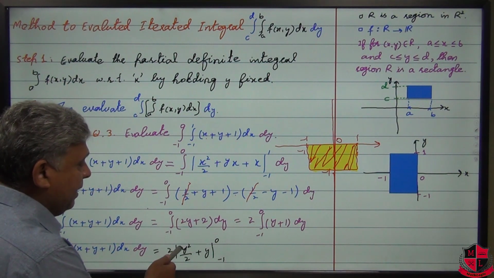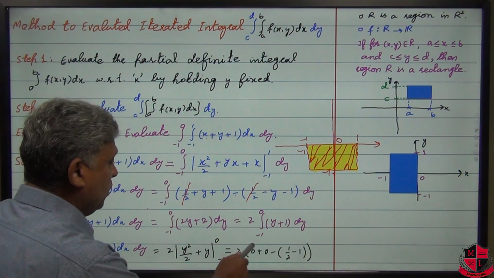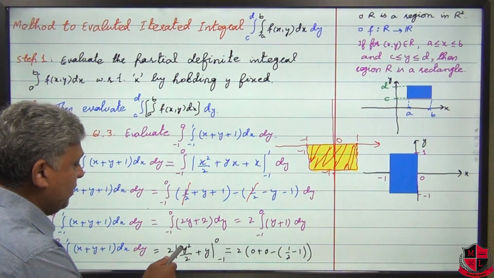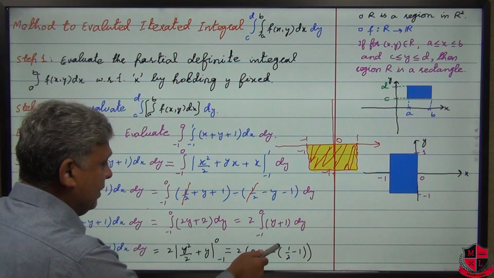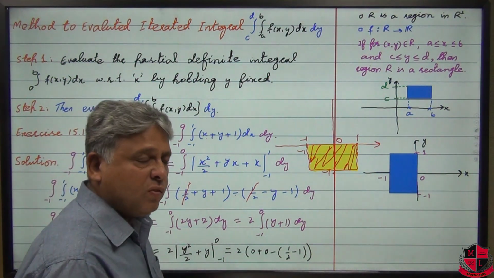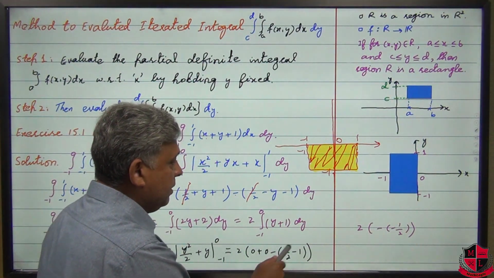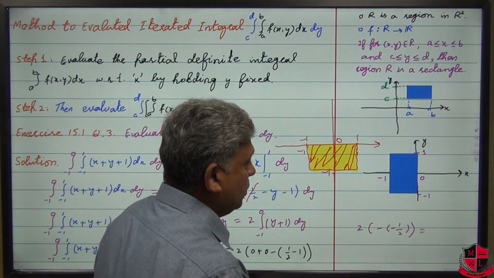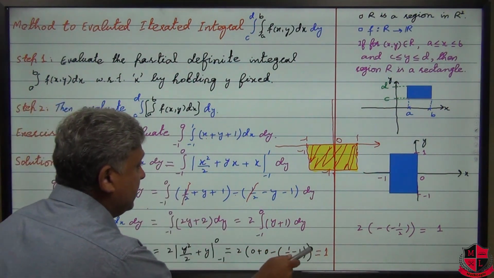Replace y by the upper limit 0. We have 0 plus 0 and then minus of the formula, and replace y by the lower limit -1. -1 square is 1, so it is 1 by 2 and -1. This 1 by 2 minus 1 will become -1 by 2, and this outer minus will become plus, and 2 is cancelled by 2, so the answer is 1, and the answer of this iterated integral is 1.